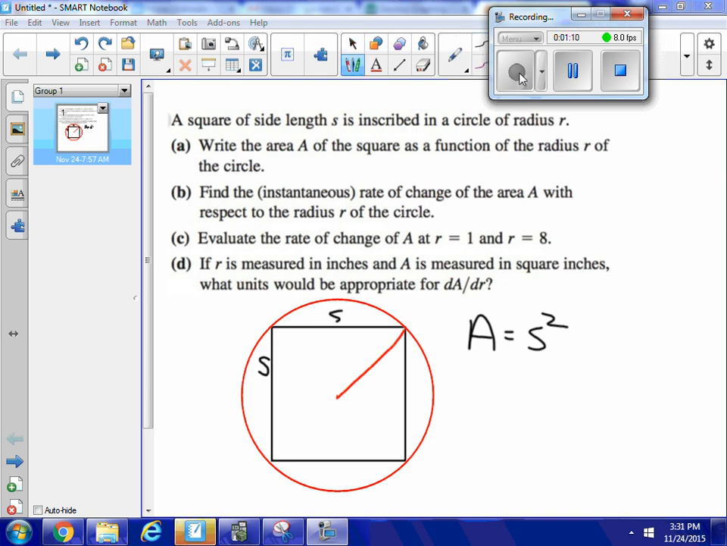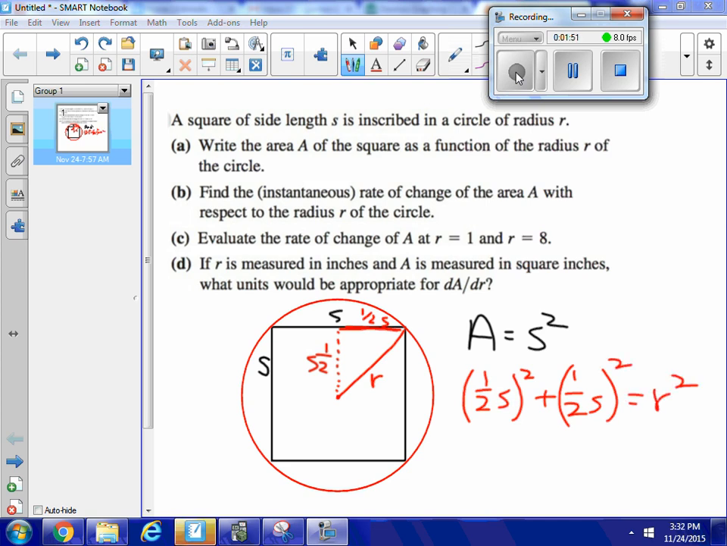And if I draw a line like that, I know I have r, and I know that this distance right here is 1/2 s, and this distance here is 1/2 s, because it goes from the center of the square, which is also the center of the circle, to the edge. So by the Pythagorean theorem, 1/2 s squared plus 1/2 s squared will equal r squared. That's a squared plus b squared equals c squared.